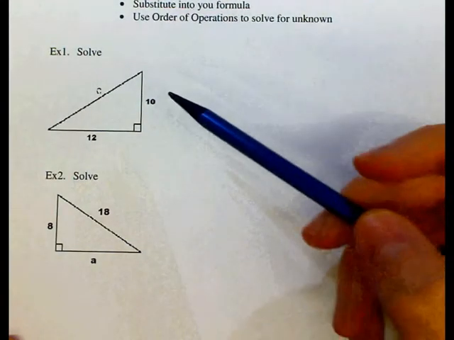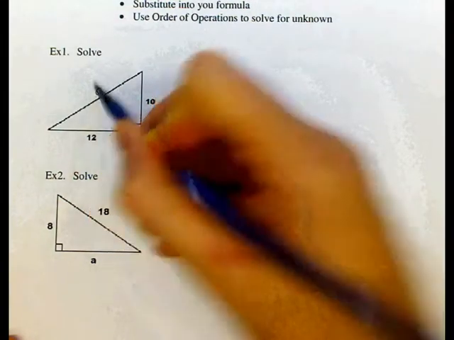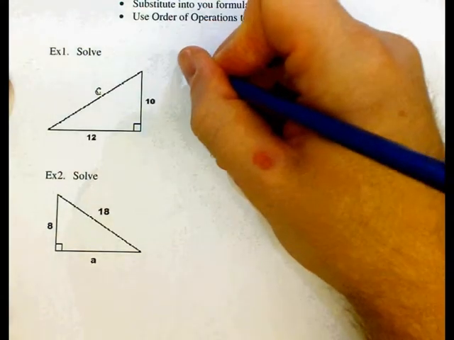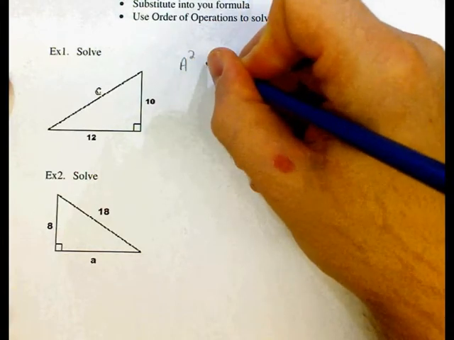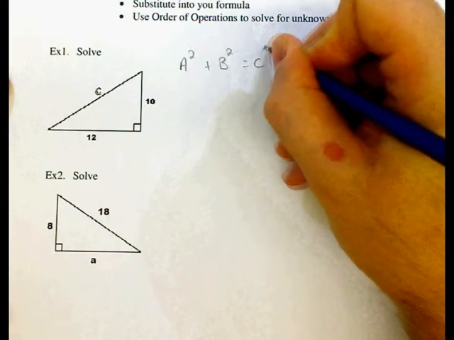Example number 1, we're going to solve for C. You might not see it, but that is our C. It's our side. Now the first thing we do is write down our formula. A squared plus b squared equals c squared.